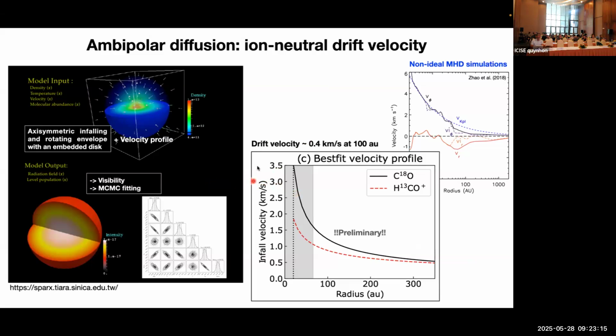It's still ongoing work, but our current results suggest the inflow velocity measured with the HCO+ line is about 0.3, 0.4 kilometer per second slower than that measured using CAKINO. The radius is about 100 AU. If you compare this number with that in the simulation, here at 100 AU, the difference is around 0.5 kilometer per second. And in this simulation, they form a 20 AU disk with efficient ambipolar diffusion, similar to what we see here. And we also detect similar velocity difference between ionized and neutral molecules.